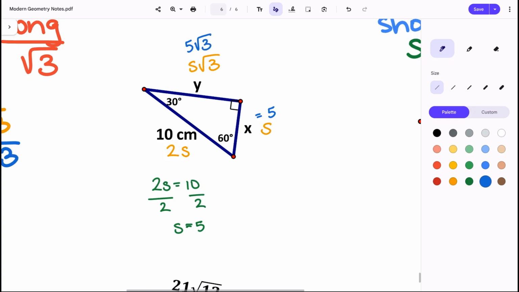Now you can see how that one was a little bit different. You weren't just provided with S. Sometimes they're going to make you work a little bit to figure out what S is. But so far it hasn't been too bad, right? That hasn't been anything super complicated. All right, let's take a look at the next one here.